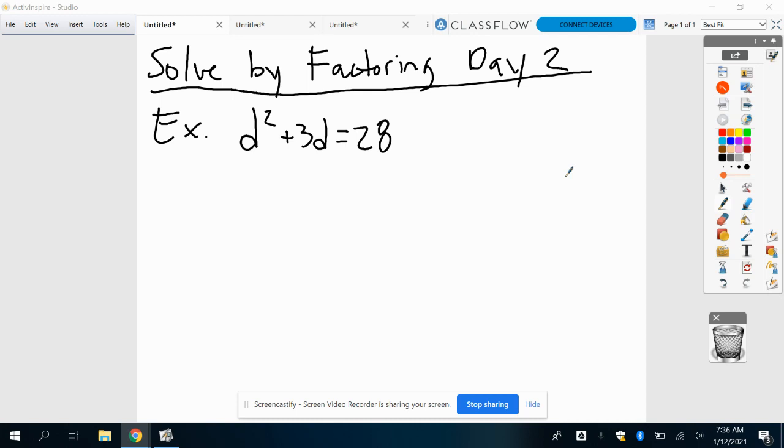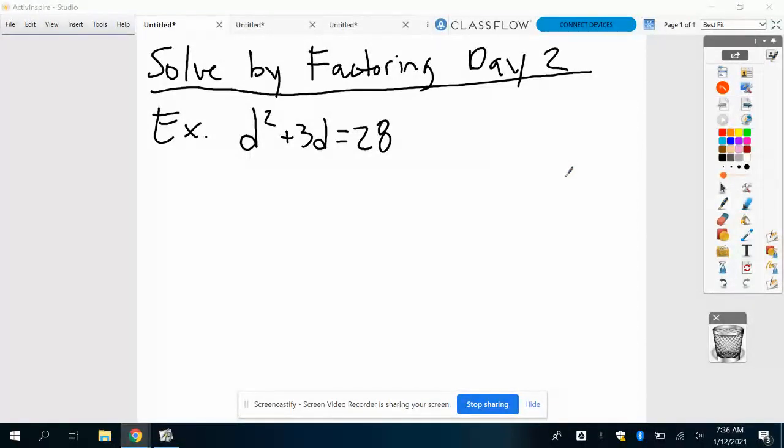All right, guys. So today's video is over day 2 of solving by factoring. This is the second part of the notes that you saw yesterday in class. So really what we're doing is we're just solving these different quadratics.